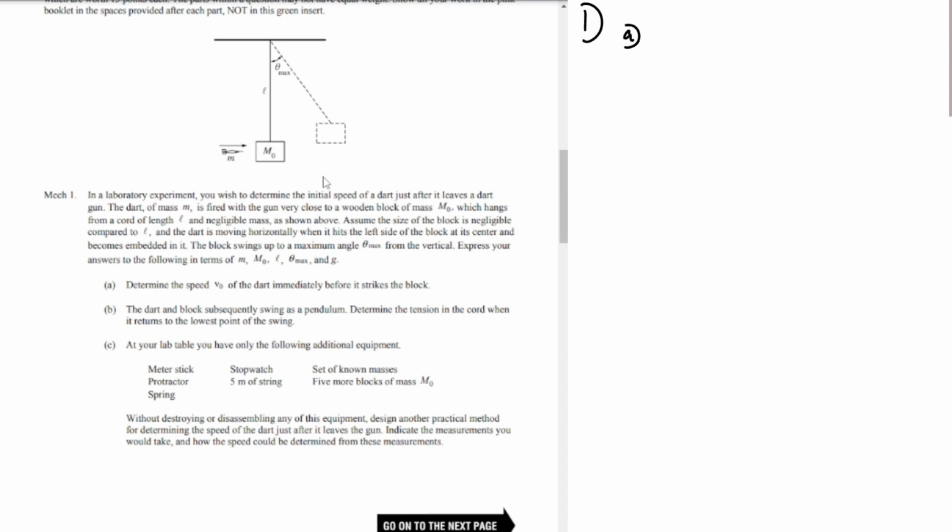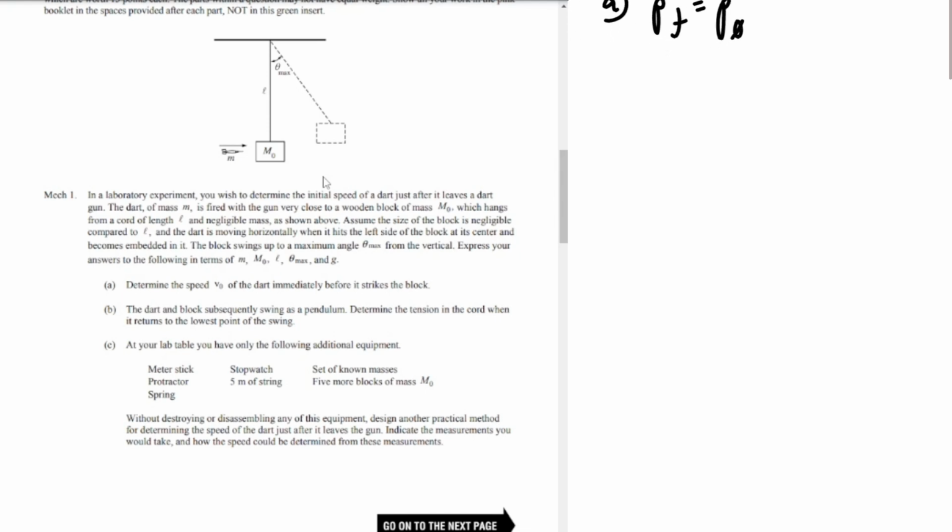Okay, so we know that we want to find v naught, but we can figure out v naught from the final velocity the block attains, which we can figure out from energy, right? So we're going to start with conservation of momentum because the problem says it becomes embedded in it. And after it's embedded, they both swing up as a system to a maximum angle theta max. So we're going to start with our conservation of momentum equation.